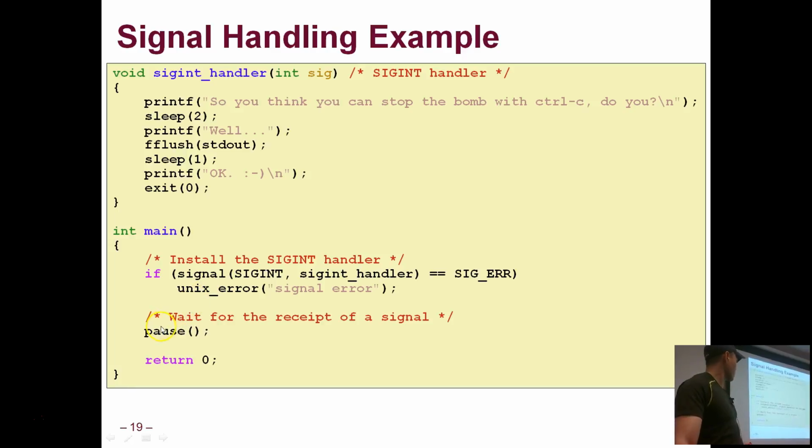And then what I'll do is I'll just pause. Now this program is going to wait for a signal to be delivered. So if I hit Control-C, instead of terminating, it's going to go to the handler that you installed. And then in this case, rather than exiting cleanly, it will print a message, and then sleep for 2 seconds, print another message, sleep for 1, and then finally exit. So this is a delayed Control-C interrupt. That's basically what that is. Are there questions about this?